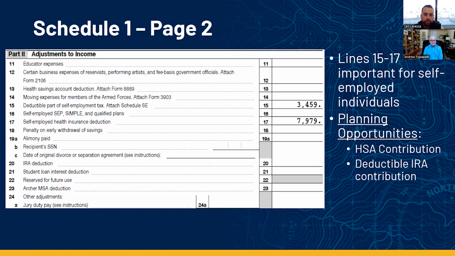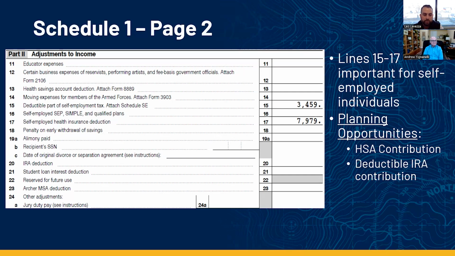And line 16 is pension plans for the self-employed person. That's another important one that you can take advantage of. Not always a number going to be in there, but if you do have a pension plan, you should be asking why is there no number here, and so forth.